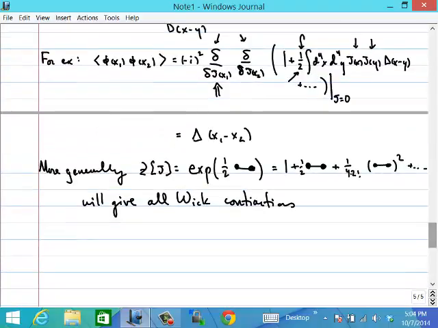So, for example, in general, you can show that a time-ordered expectation value of a bunch of free fields is the sum over all possible pairings of the product of the free propagators. Okay.